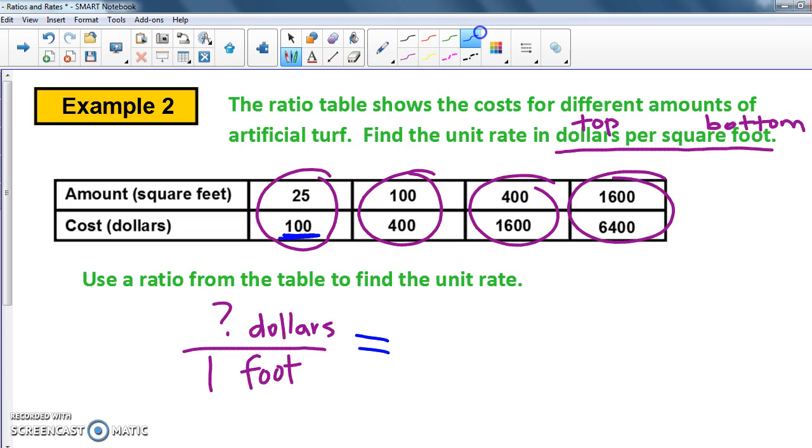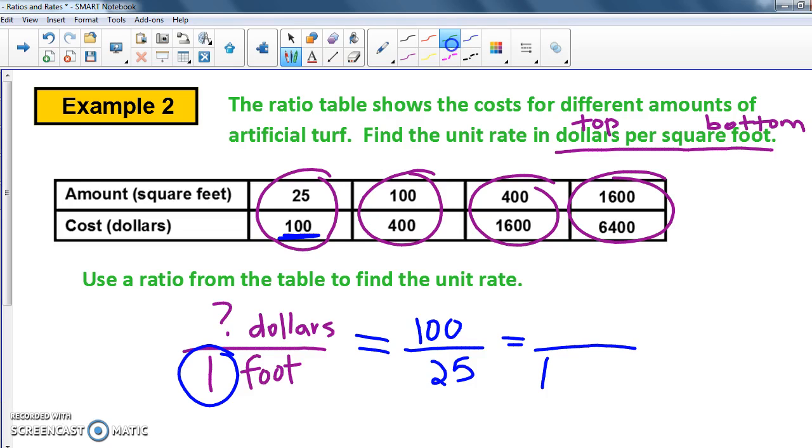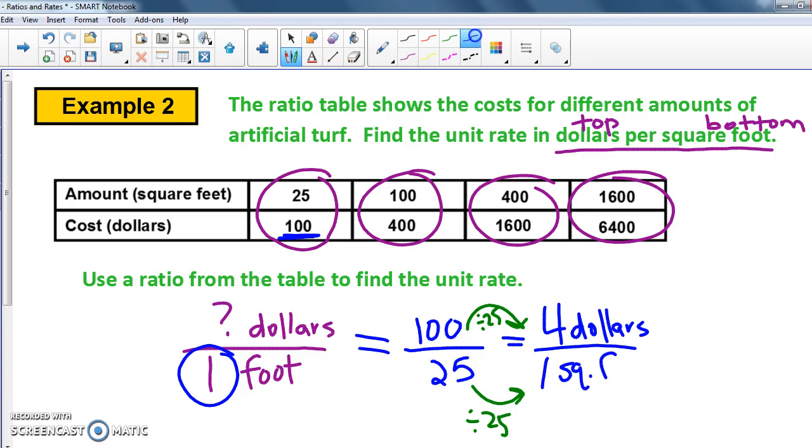I want dollars on the top, so I'm going to take the 100 here, and I want square feet on the bottom, so that's 25. And then I need to ask myself, can I simplify? I definitely can, and I need to because I need to get to 1. So if I want a 1 on the bottom, how did I get there? Well, I divided by 25. So that must mean I have to divide by 25 up here, and that gives me 4. So that means that it costs $4 for every square foot of artificial turf.